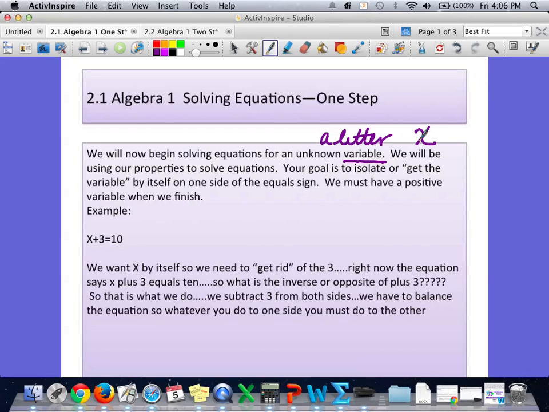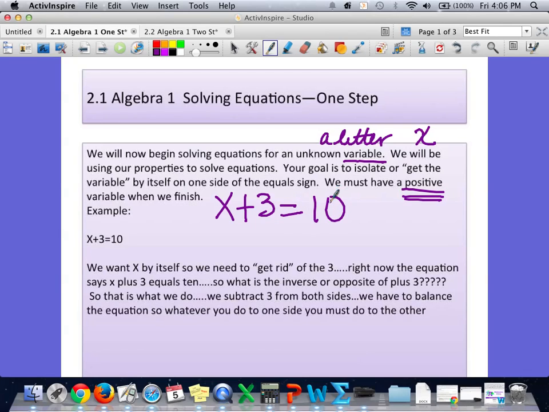All right, we must have a positive variable when we finish. This is important, okay? If we don't have a positive variable, we have different properties we'll use for that. So for our first example, I'm going to write it big: x plus 3 equals 10.